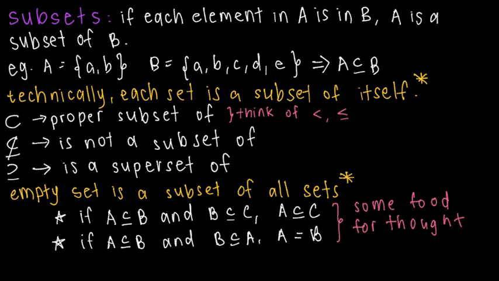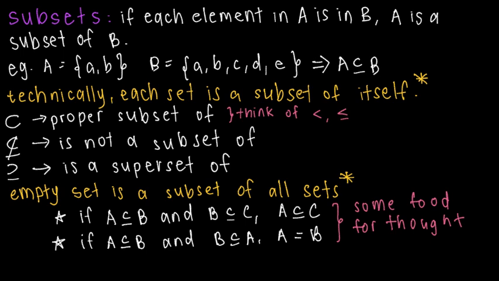If we stick with our examples A and B here, if A is a subset of B, we can also say that B is a superset of A. Another important thing to note is that the empty set is a subset of all sets. So when we count the number of subsets in a set, these two yellow things over here, each set is a subset of itself and the empty set is a subset of all sets. It's important to keep those in mind.